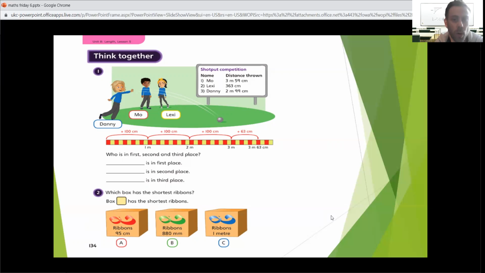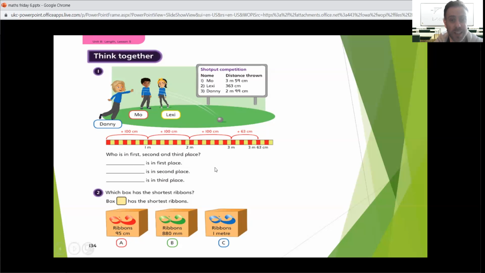Okay, so shot put competition first. We've got the distances thrown up here, but we need to put them in first, second, and third place. So we need the longest throw. And the longest throw was actually by Lexi. Well done, Lex. 363 centimeters. Another way of saying that would be 3 meters and 63 centimeters. So that one is the longest.